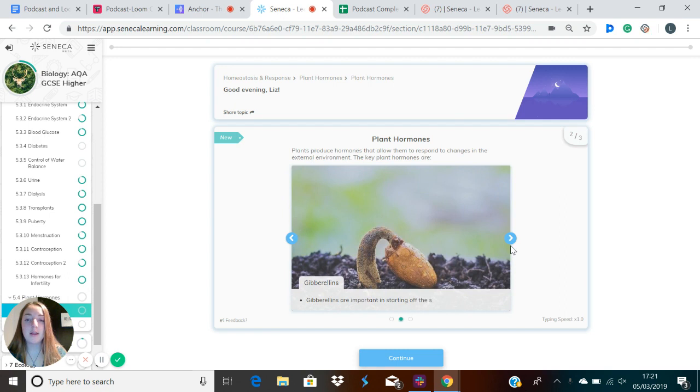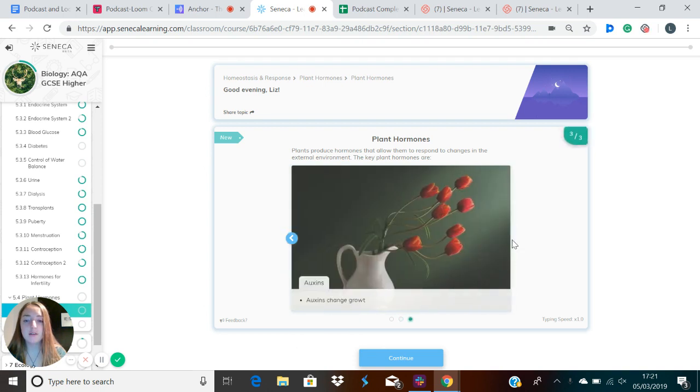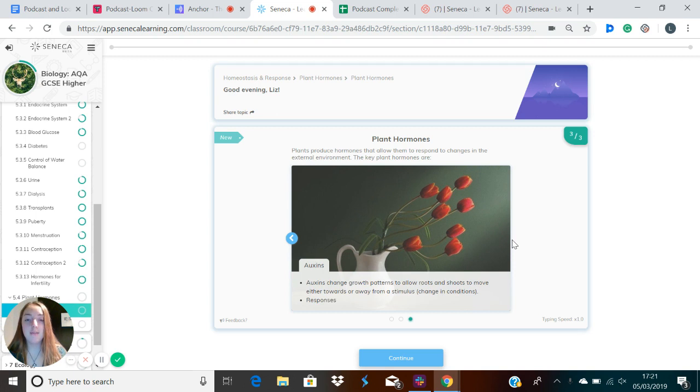Gibberellins are also a plant hormone. They are important in starting off the seed germination, also known as sprouting, process. Auxins change growth patterns and allow roots and shoots to move either towards or away from a stimulus. A stimulus is a change in conditions. Responses to stimuli that involve directional growth are called tropisms.